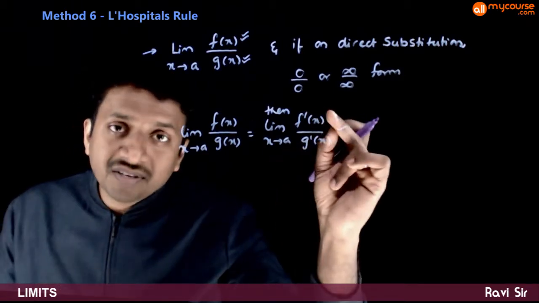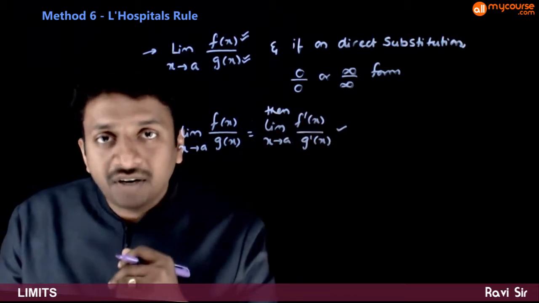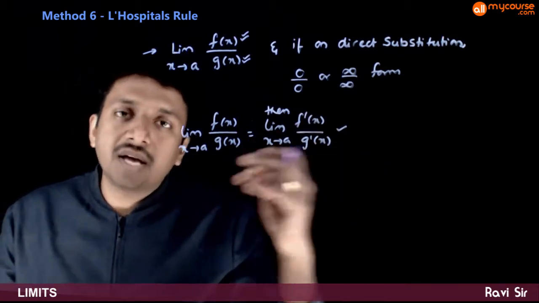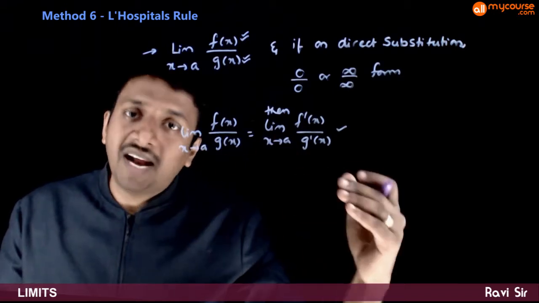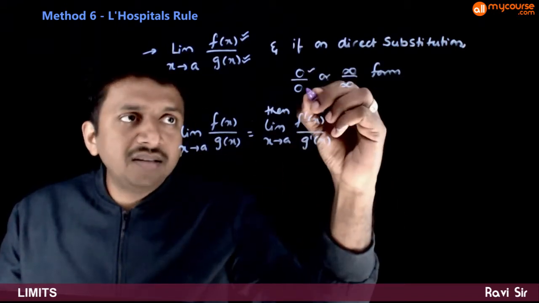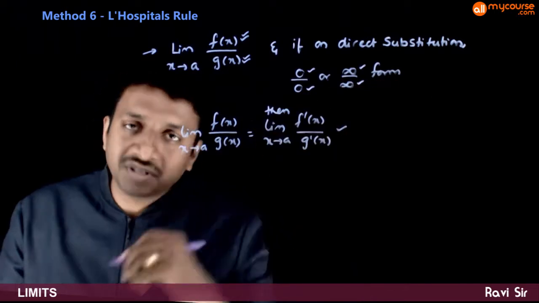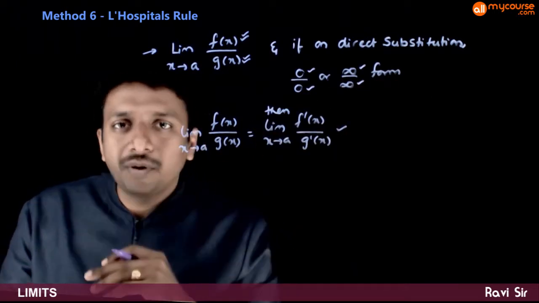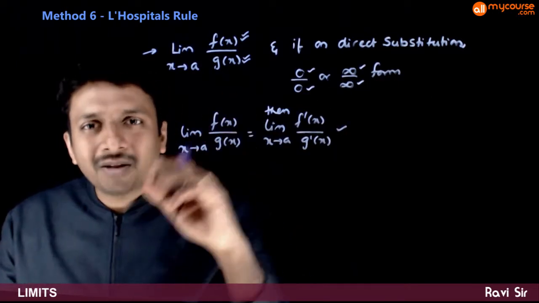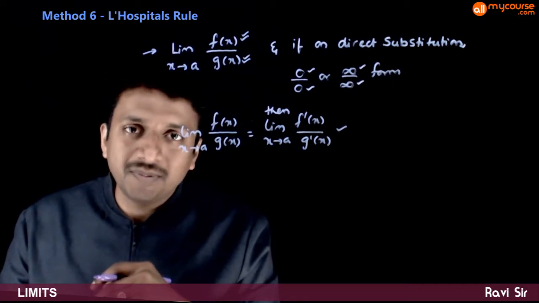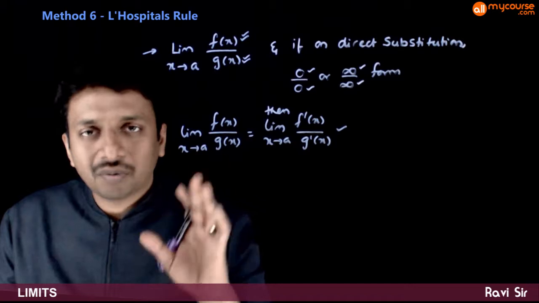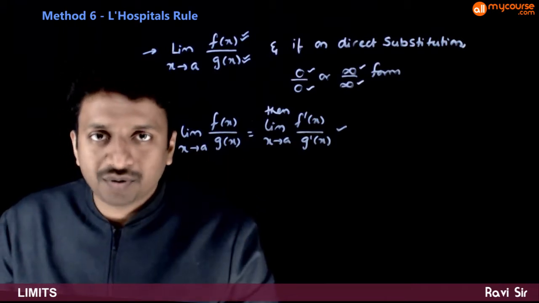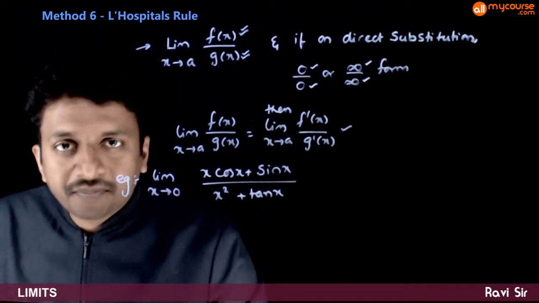Even after differentiation, if you are getting 0 by 0 or infinity by infinity, again you can use L'Hospital rule. You can differentiate it again and again, as long as you're getting these indeterminate forms. So this is a very useful rule using which many problems can be solved. Let us try to see some examples where L'Hospital rule can be used. So let us look at this example.